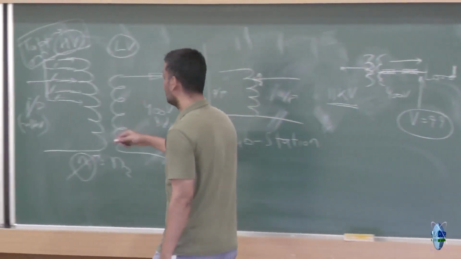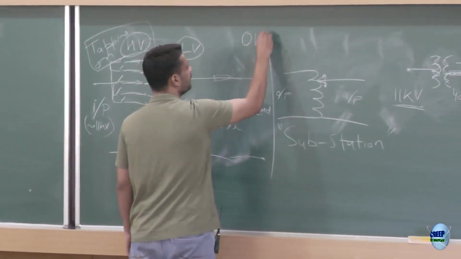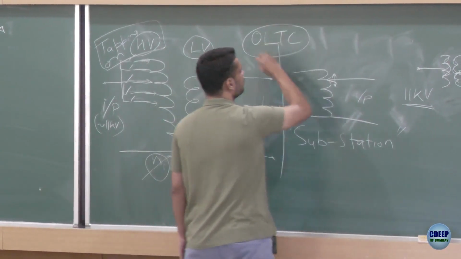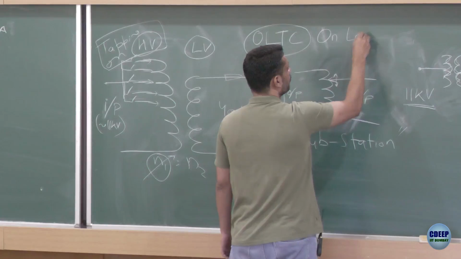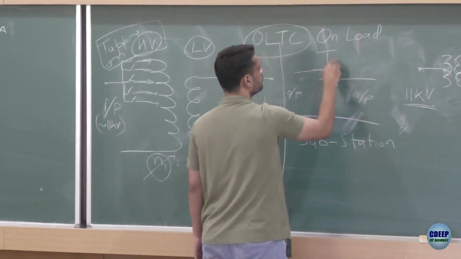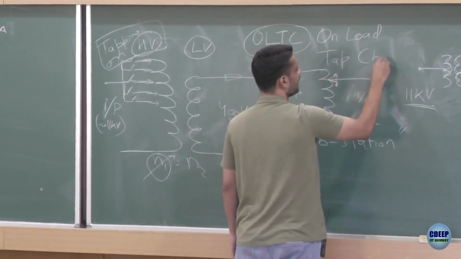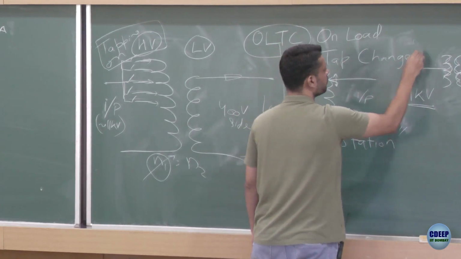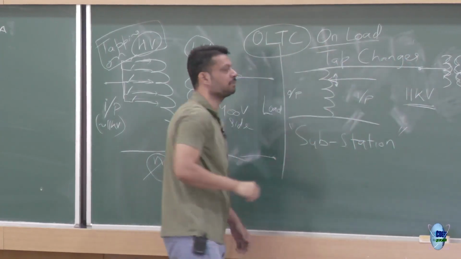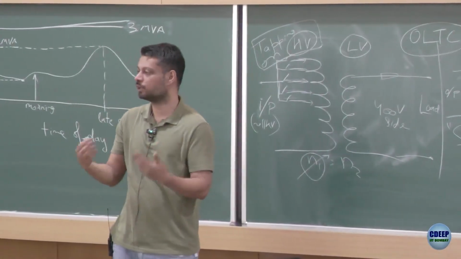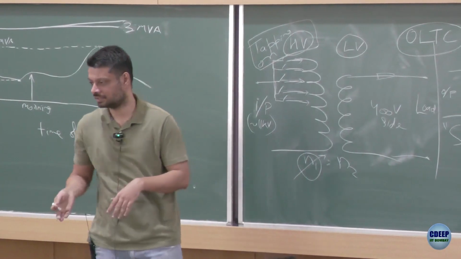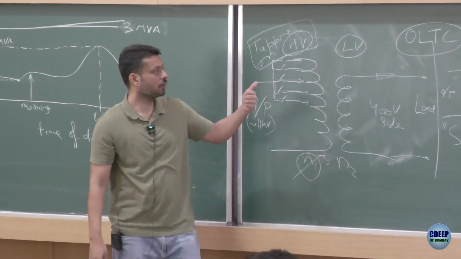So, this is called OLTC, which stands for on-load tap changer. On-load tap changer, the name suggests you are changing the taps. On-load means on the fly, on the load itself you are changing, you are not shutting it down and then changing the tap. So, this is called an on-load tap changer.